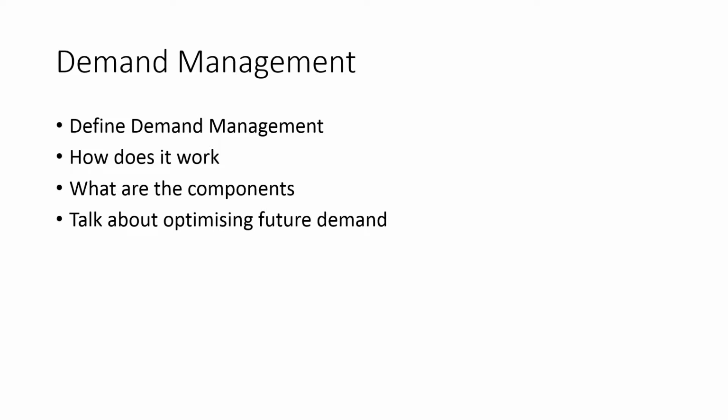So we know already that the components are historical data, current data, future data. So tell me what those are, a little bit more about them, and then how you can use those to optimize future demand. So in other words, how you can use them to help you in your forecasting.